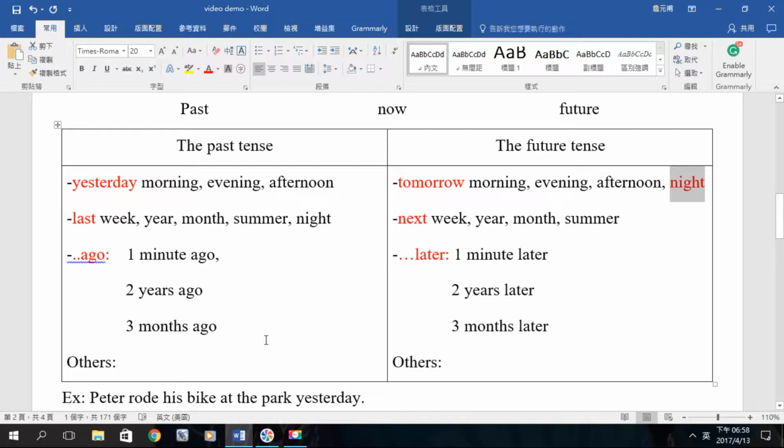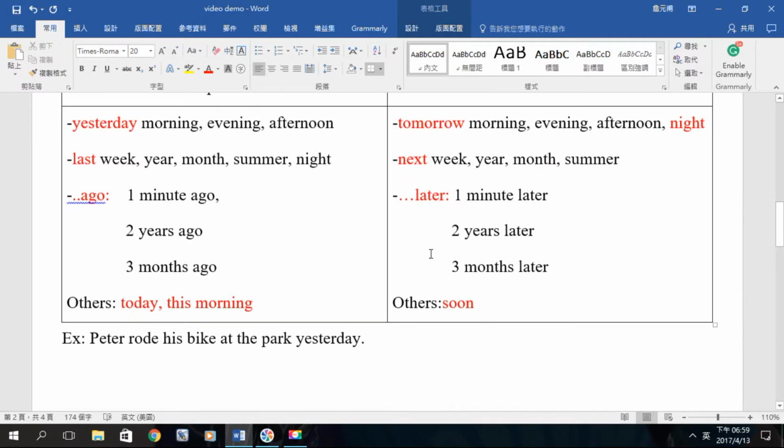But there are some other time markers that we use with these two different tenses. For the past tense, today is often used in the past tense. So is this morning. As for the future, soon is often found in the future tense, and there are others too. So this is a comparison of the time markers of two different tenses.